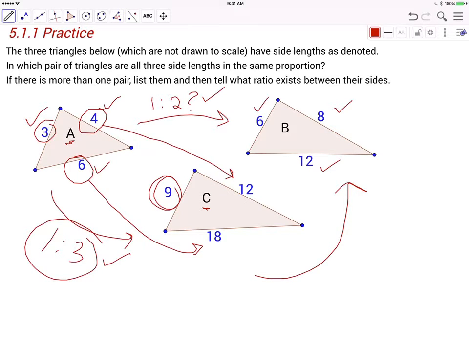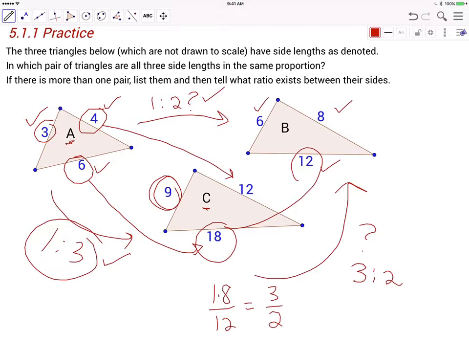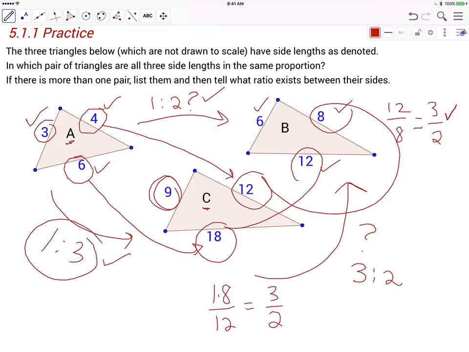The question is, let's see, maybe we'll look at 18 and 12. Well, 18 relates to 12, which can be simplified, 6 goes into both of them, into a 3 to 2 ratio. So is this a 3 to 2 ratio all the way around? Then we have to ask ourselves, maybe 12 and 8. 12 relates to 8 the same way that 3 relates to 2. So that one works. And finally, 9 to 6.